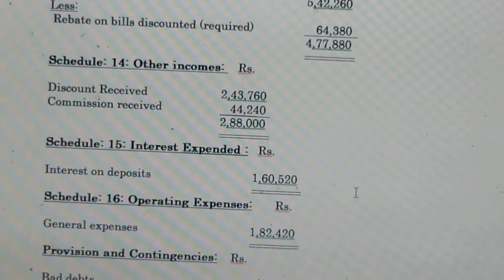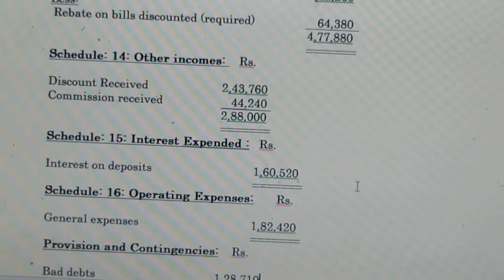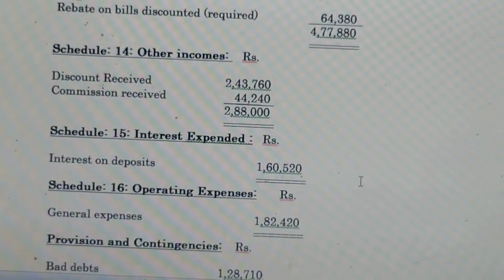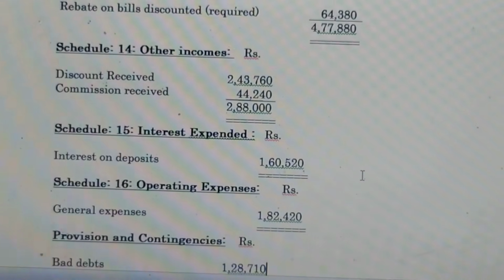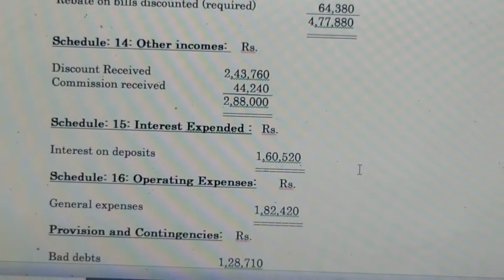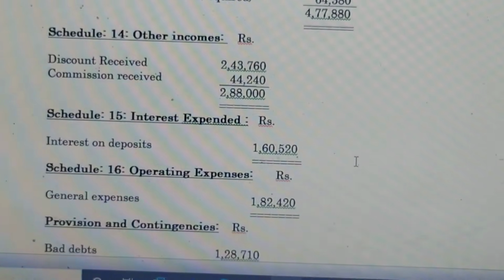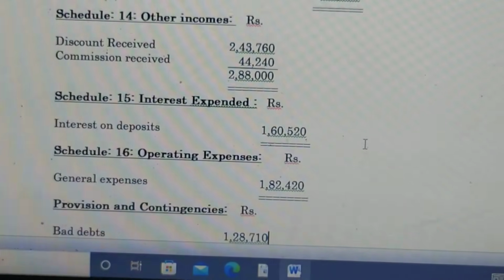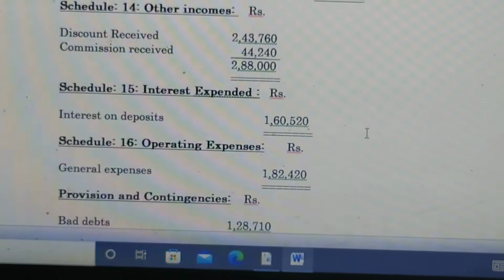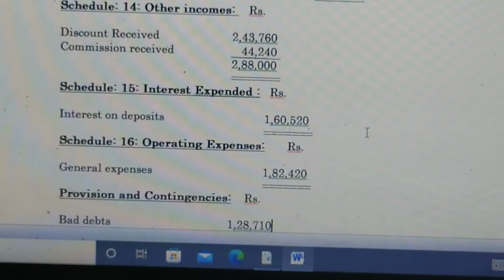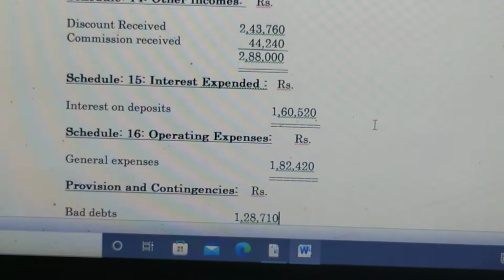Then we have to prepare schedule number 15. The schedule number 15 heading is interest expended. Under it, we have to mention interest on deposits, that amount is rupees 1,60,520. Then we have to prepare schedule number 16. That heading is called operating expenses. Under schedule number 16, we have to mention general expenses, that amount is rupees 1,82,420. That amount is also the schedule number 16 total.